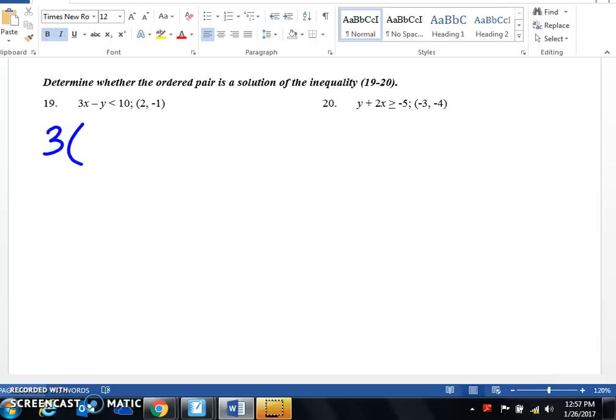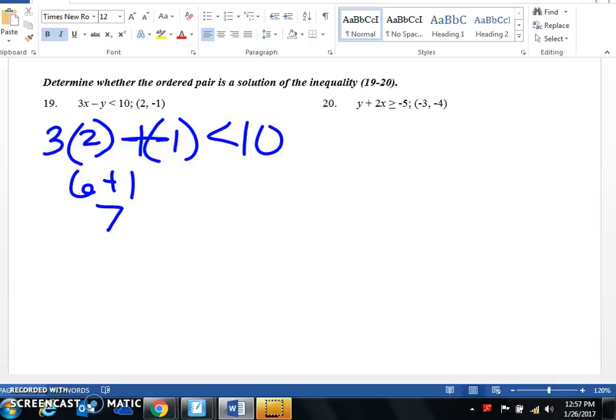So 3 times my x coordinate, 2, minus my y. And supposedly that is all less than 10. Two negatives is a positive. So 3 times 2 is 6. 6 plus 1 is 7. That is a true statement. Remember, the alligator eats the bigger number. So yes, it is a solution.